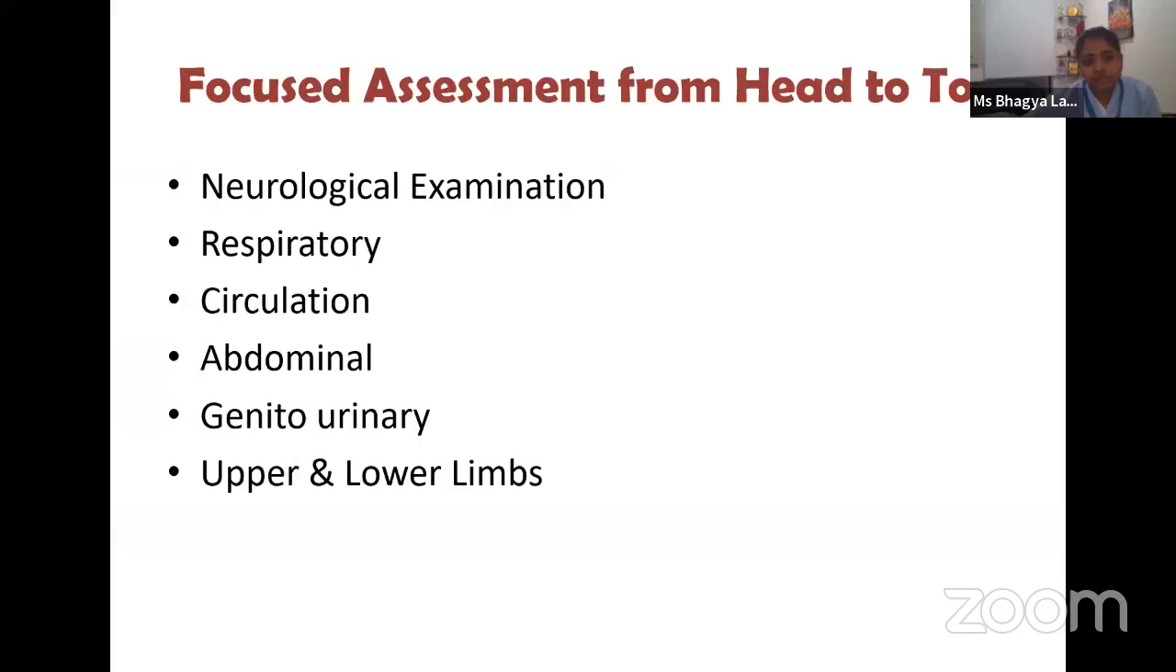So we'll just come with a focused assessment from head to toe. We'll start from the head, like neurological examination, which includes GCS, then respiratory. We have to consider the airway if the patient is on ET tube, tracheostomy, etc. Circulation, you check for the blood pressure and the pulses. Abdomen, nutrition, the genitourinary system, the output, any pressure ulcers. Then upper and lower limbs for the movements, and check for any drain, any lines, any source of DVT, any source of infection, etc.